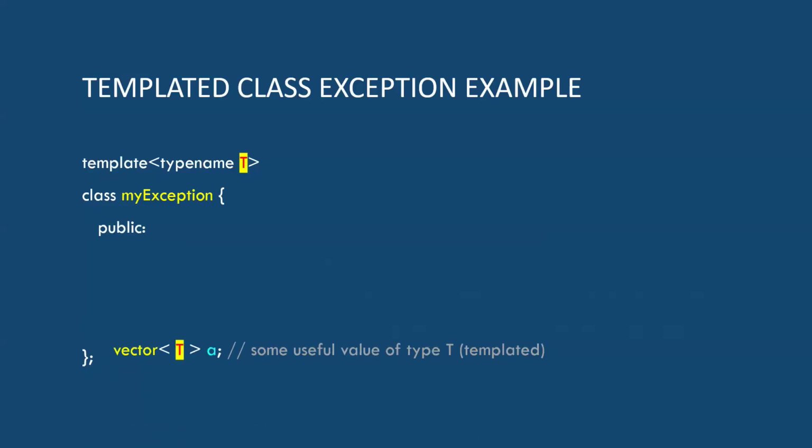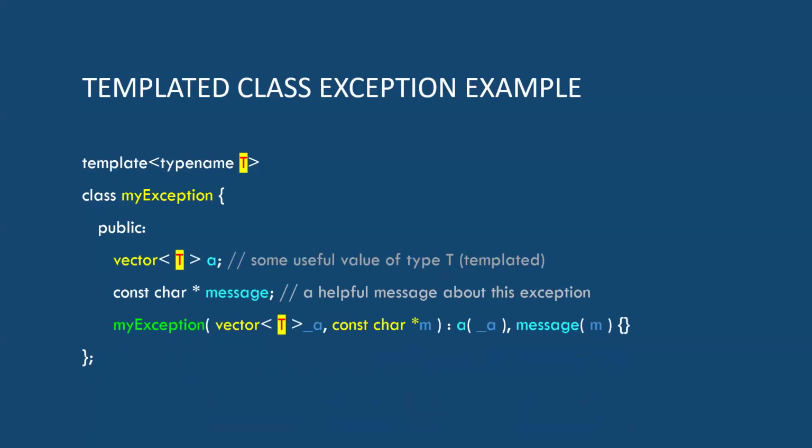So here's an example of a templated custom exception, okay? It's just saying, hey, I'm going to have a message. I'm going to have a vector of some stuff. And there's my constructor, and here's my constructor initializer list, all that good stuff that we looked at this semester. Okay, so that's how I'm going to pass information around when something happens.